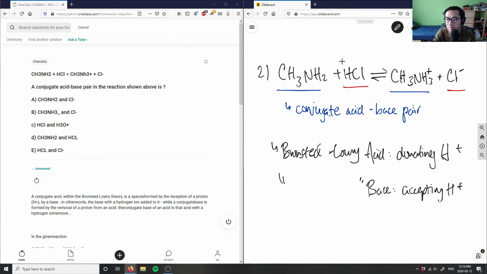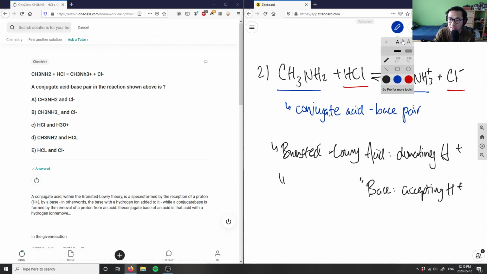So I'm looking at these guys here, and as you can see, which one's donating a hydrogen? It's definitely not these two guys, right? I have NH2 and then NH3 plus. It's not donating a hydrogen. I'm actually accepting one. I gained a hydrogen if I went towards the right hand side, right? So it has to be my HCl. HCl becomes Cl minus here. I'm losing a hydrogen, so it's donating a hydrogen here, right?